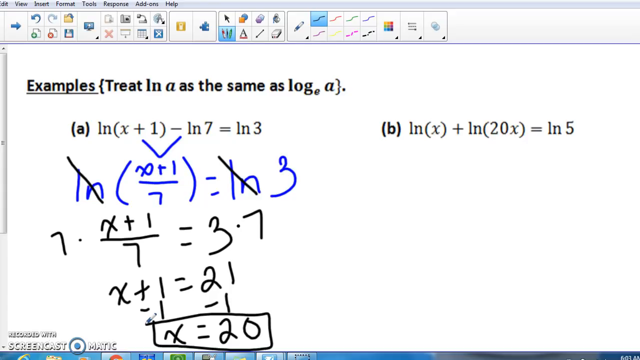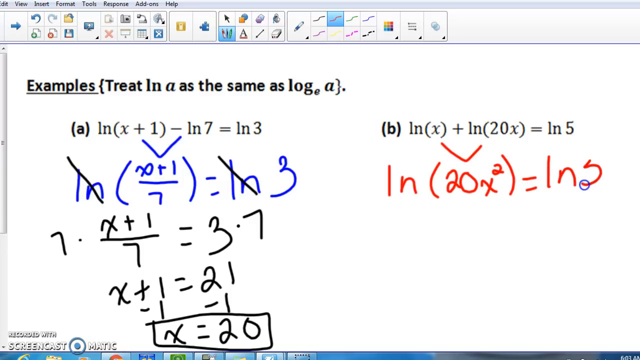That's it. Okay, very similar over here. Look for powers first. There are no numbers in front of these logs, so there are no powers. So that means I need to combine them with my properties. It says addition. Addition means multiply. So I have the ln of 20x squared equals ln of 5. Again, very similar to last time. Look at the situation. Is this a cancel or a rewrite? Well, I have one ln on both sides. They cancel.